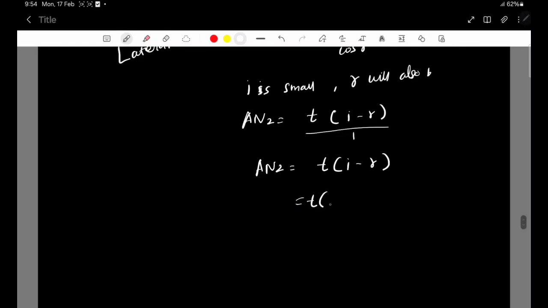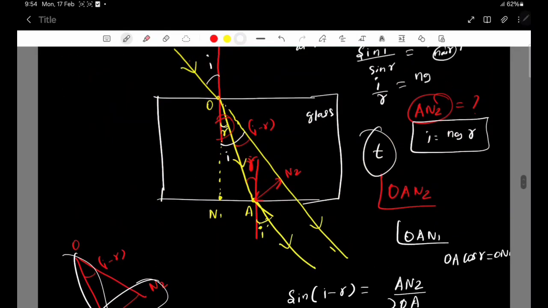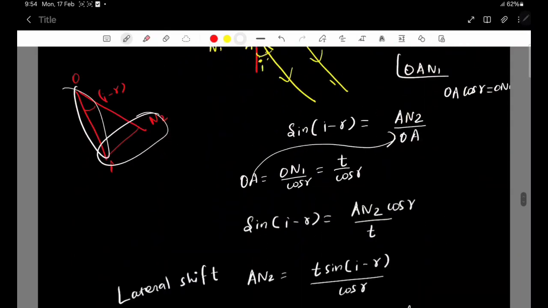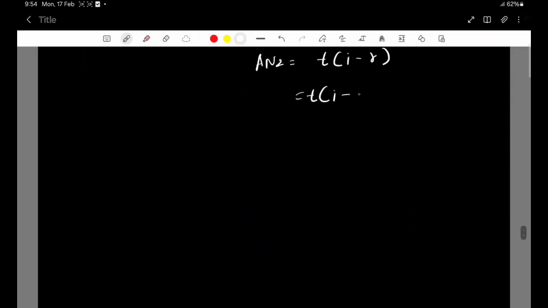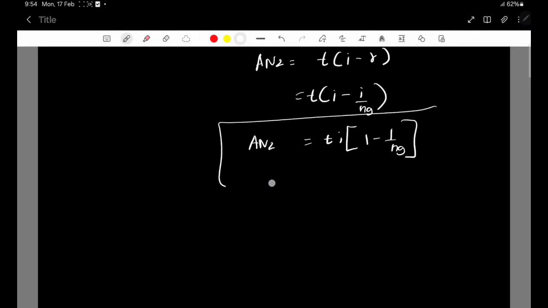Okay. So T into I minus R, R can be replaced with what? R can be replaced with I by Ng. If I take the I as a common factor, I will be having 1 minus 1 by Ng. So this should be the formula we have for lateral shift. I suppose that you are able to understand these derivations very clearly, right?